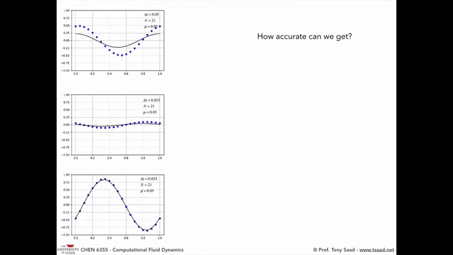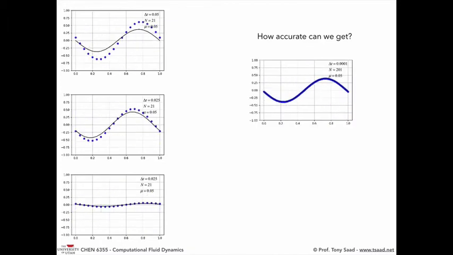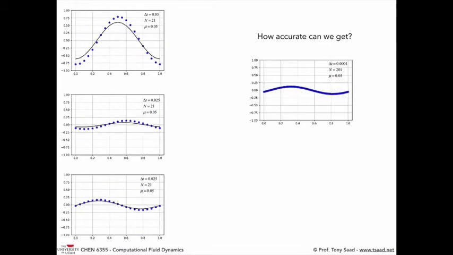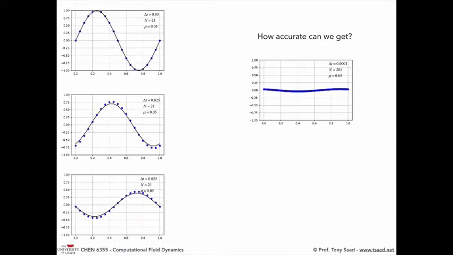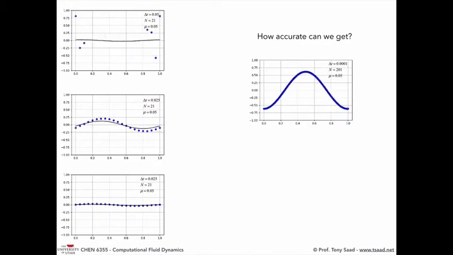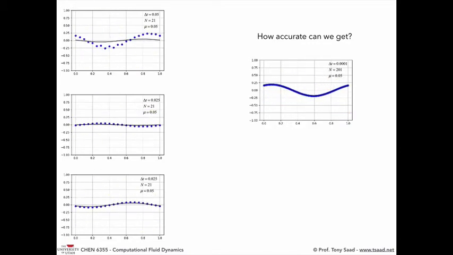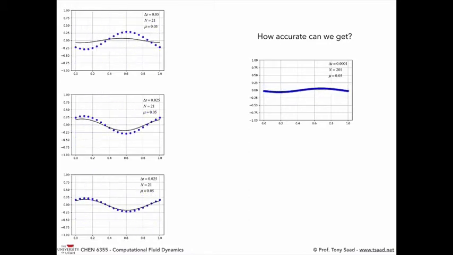So, how accurate can we get? We can keep decreasing delta t all the way to, what, 10 to the minus 4. Look at this. This is nearly spot on. And I did also decrease the spacing over here, or increase the number of points. But obviously, there's a point of diminishing returns where the more you refine, you're not going to get any benefit. Can you tell me why?